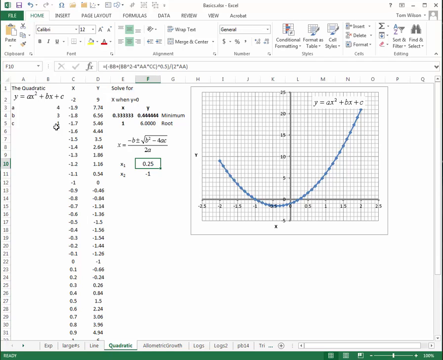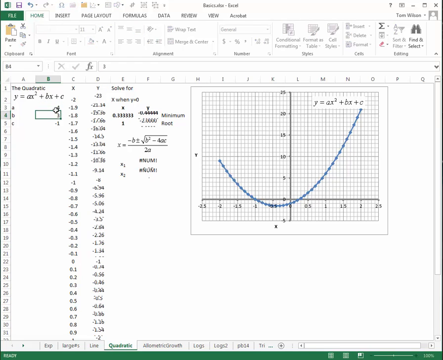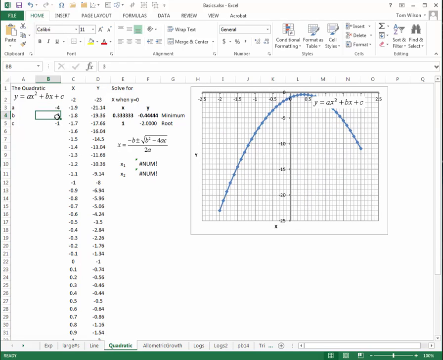So all we've done is really just solve this equation here. So get in there and play around with it. You can change the coefficients around. We changed that from a -4 to a +4. Now we don't have any roots. The equation doesn't intersect the x-axis.